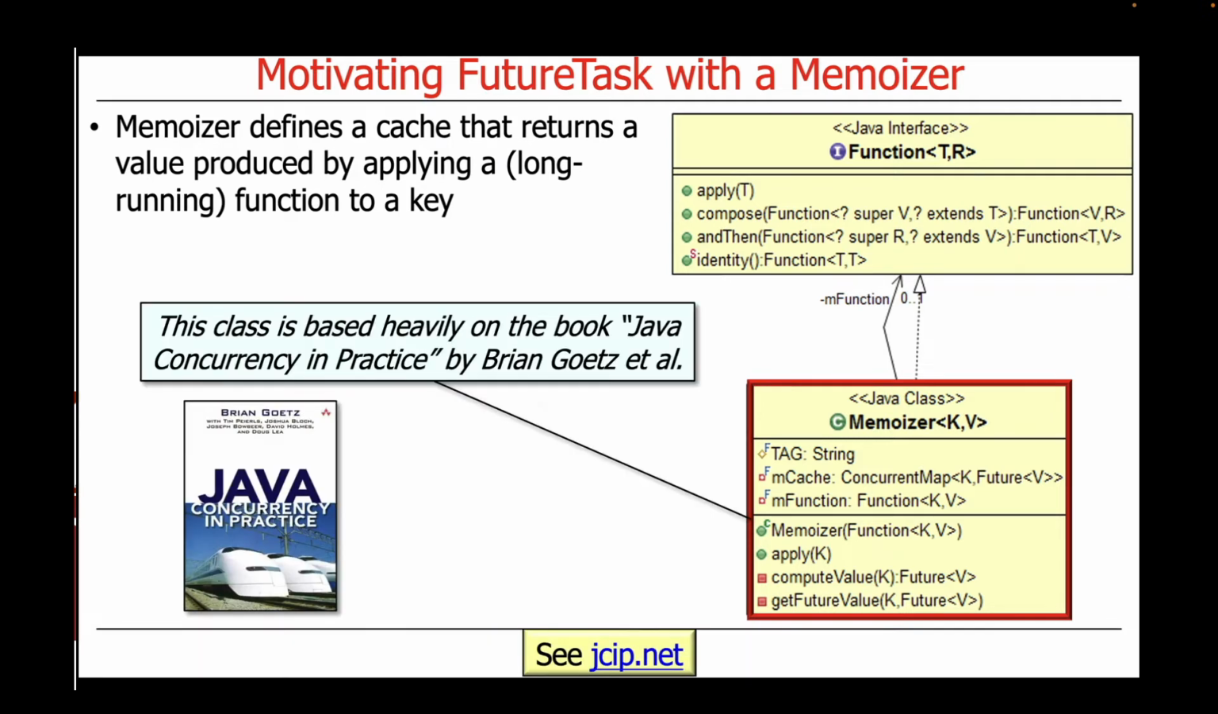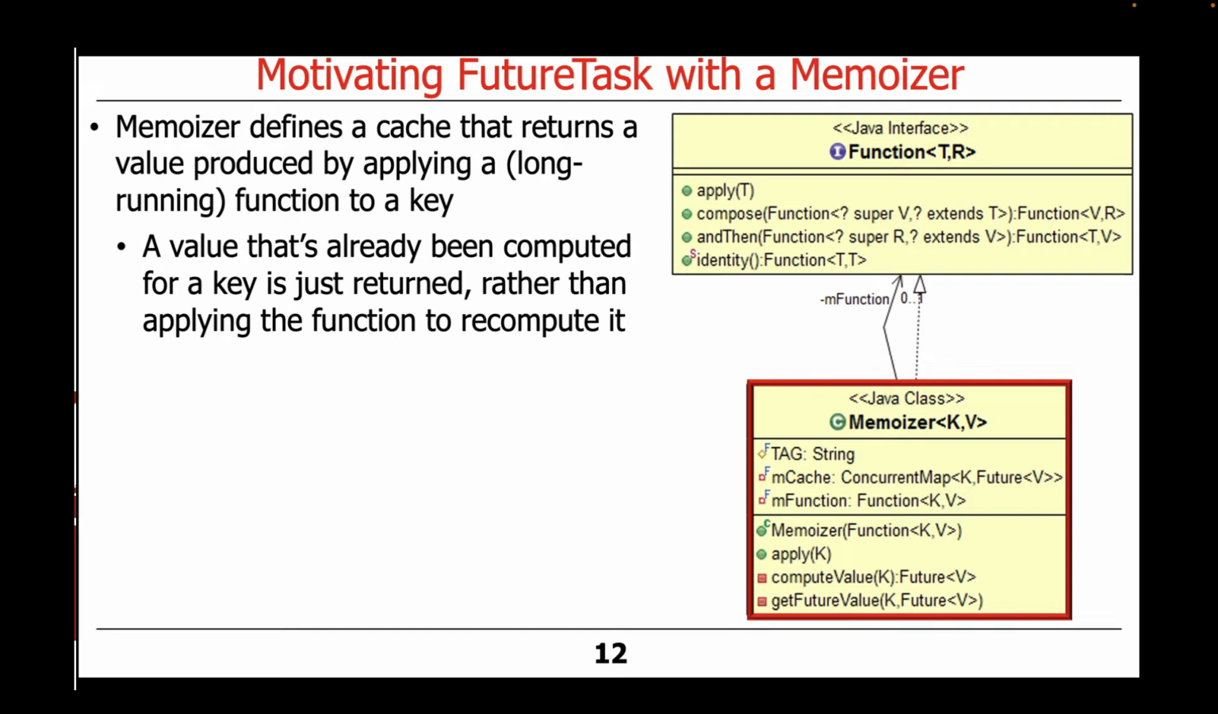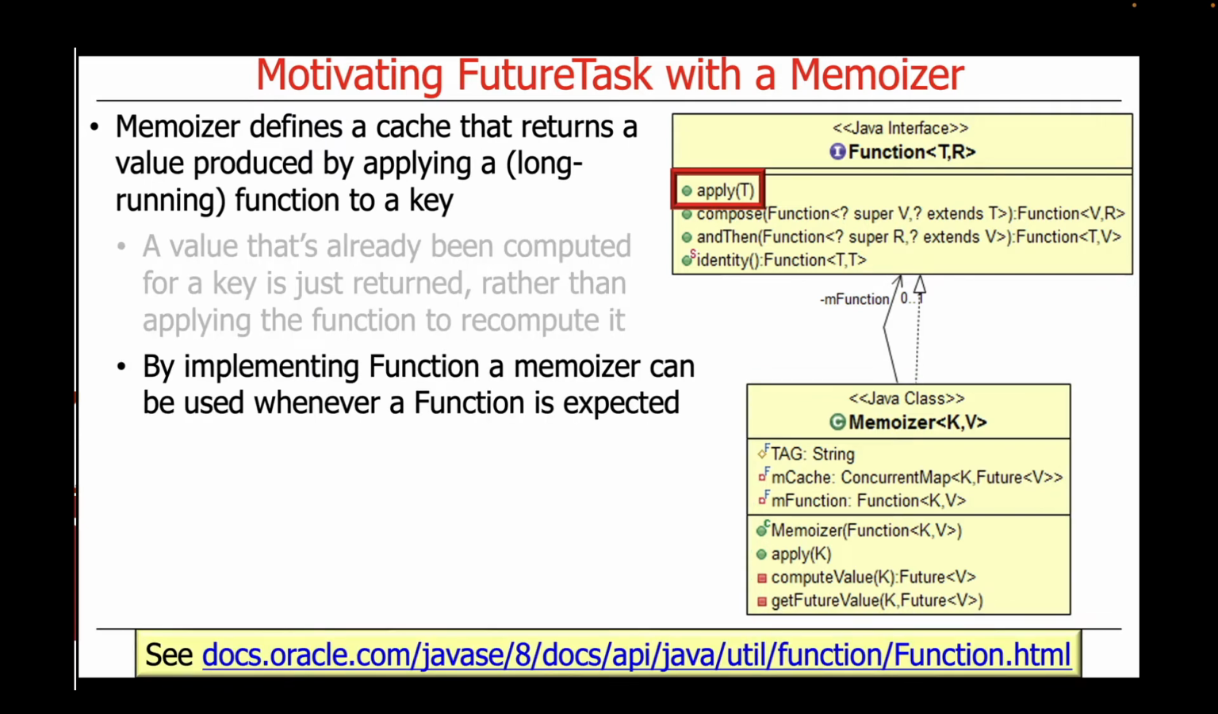This particular way of doing things is heavily based on some discussions in a classic book by Brian Goetz and some of his colleagues called Java Concurrency in Practice. And it's a great book. I highly recommend that you take a look at it. You can learn more about it here, Java Concurrency in Practice, or jcip.net. So as I mentioned before, if there's a value that's already computed for a key, it's just returned rather than applying the function to recompute it. That's what's being cached, is that value.